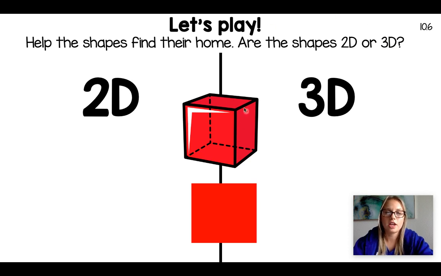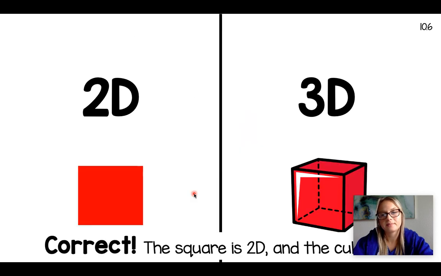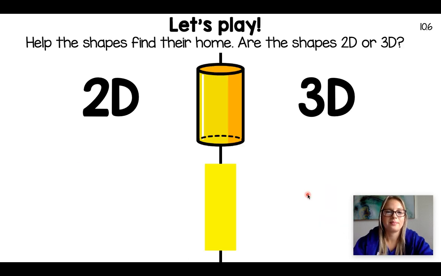Well, let's see our shapes. This one here is a cube, and this one here is a square. Remember, 2D shapes are flat and 3D shapes are solid. Let's see. Correct. The 2D shape is a square, or the square is 2D, and the cube is 3D. Very good. Let's try again.